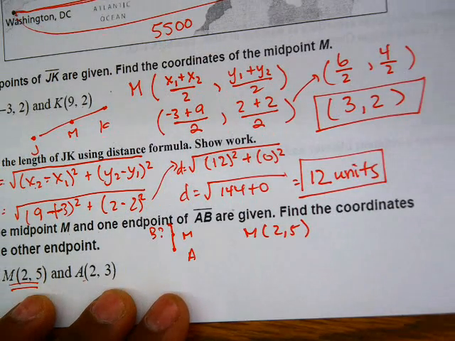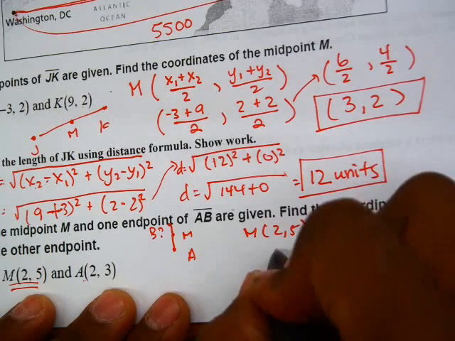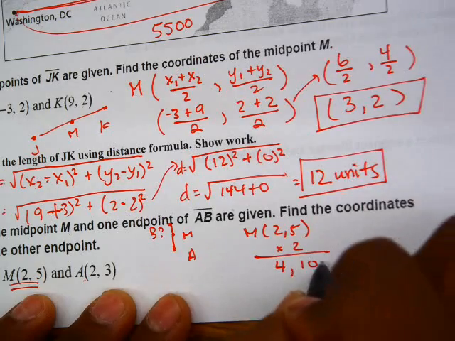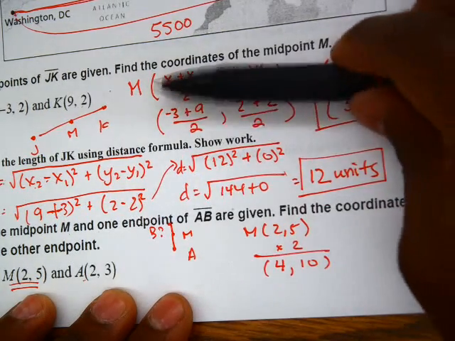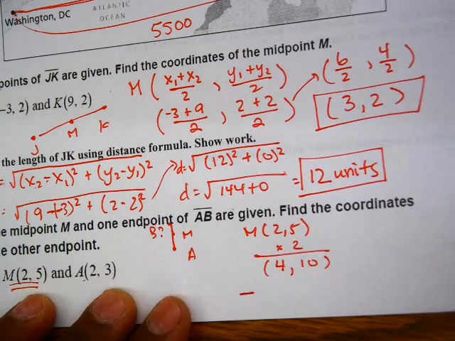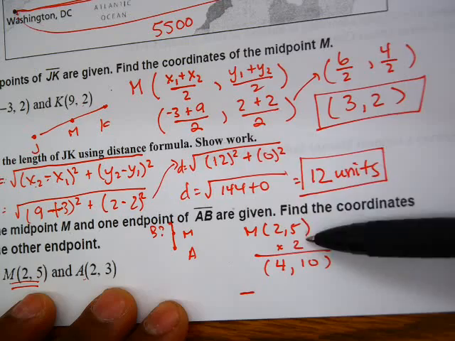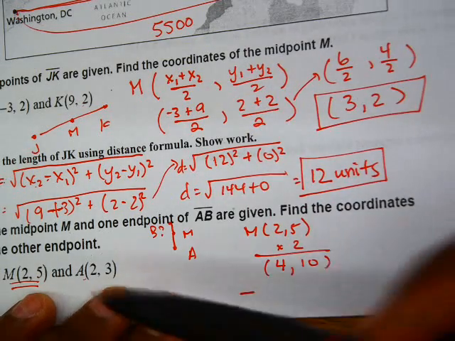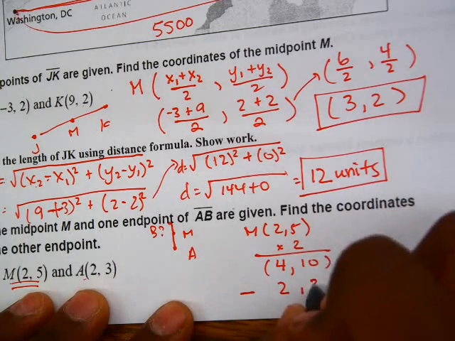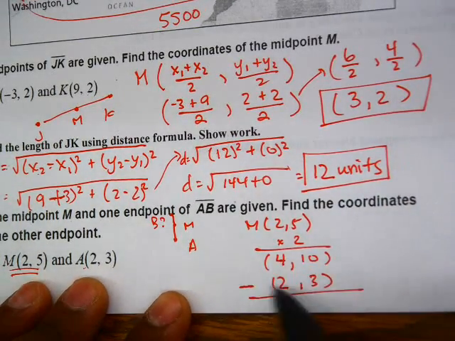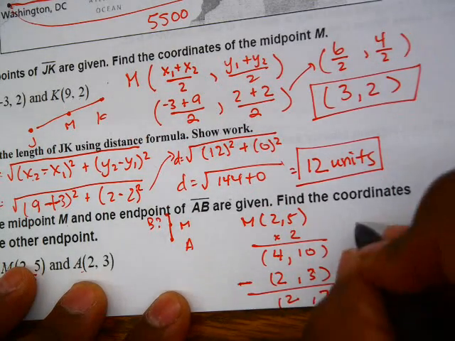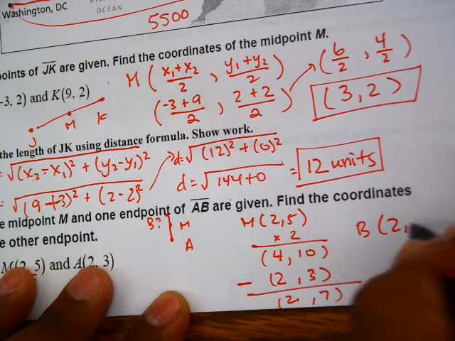The reverse of dividing by 2 is multiplying by 2. So I'm going to multiply that by 2. That gives me the coordinate of 4, 10. And the reverse of adding all the x's together and adding all the y's together is subtracting them. So I'm going to double, because that's the reverse of dividing by 2, and subtract, that's the reverse of adding. And I'll subtract the original point, A, one of the endpoints. 4 minus 2 is 2. 10 minus 3 is 7. So B, the endpoint, is at 2, 7.